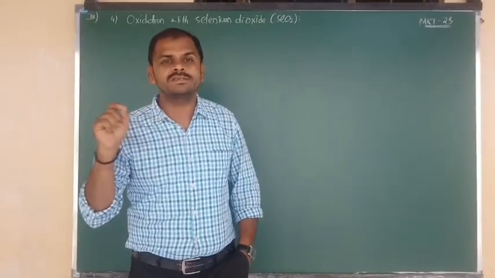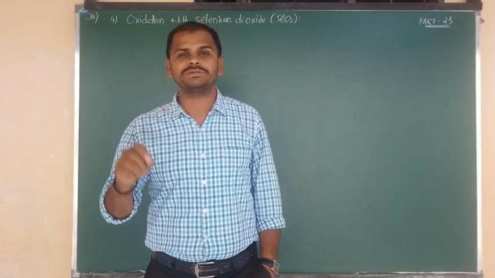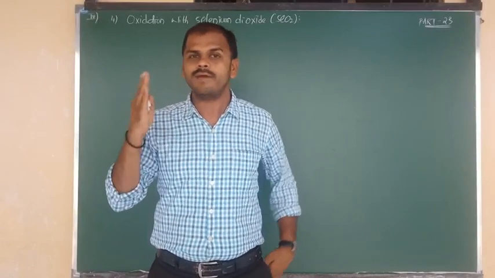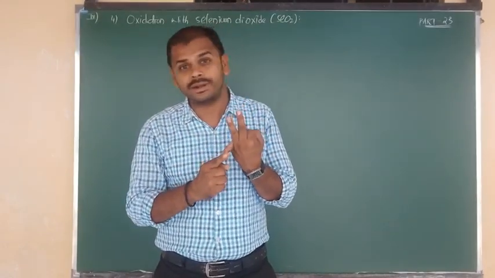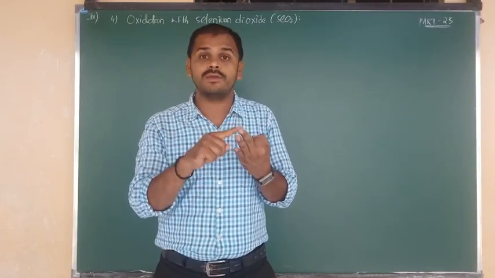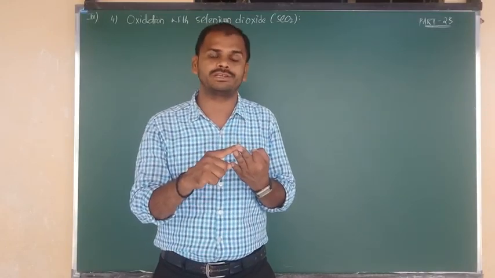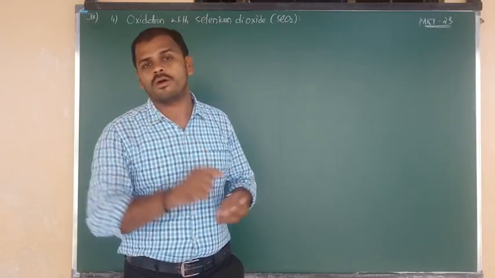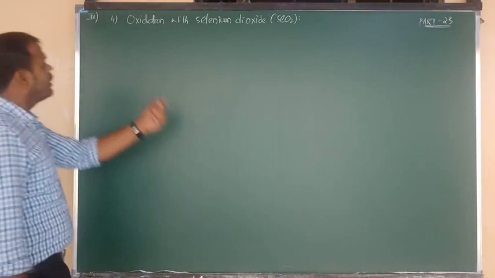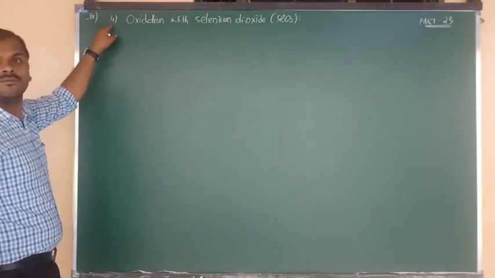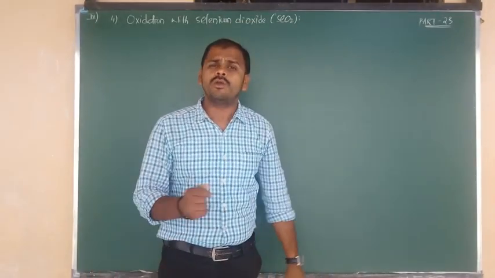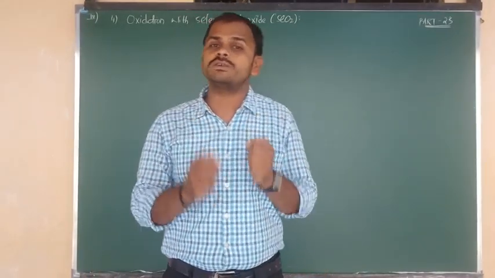In the previous part we have seen the oxidation reactions of aldehydes and ketones. In the last class we completed three types of oxidation reactions: oxidation of aldehydes, oxidation of ketones, and one more very important common reaction, the haloform or iodoform reactions. In that oxidation topic, the fourth method is oxidation with selenium dioxide.